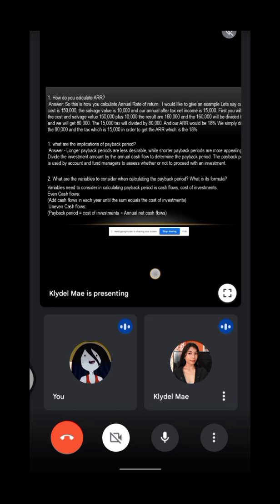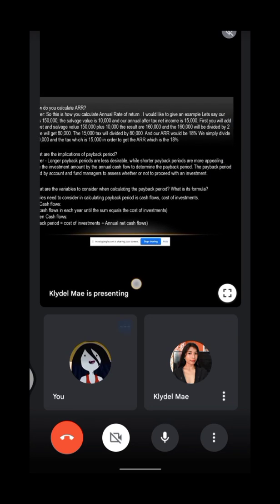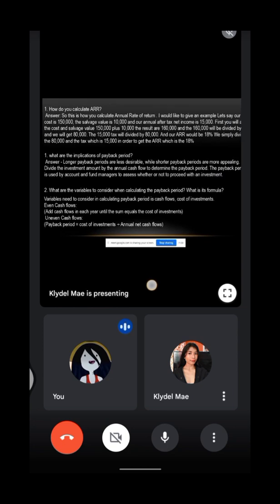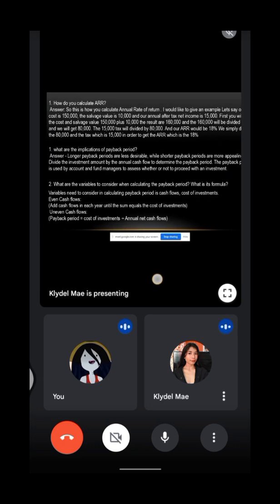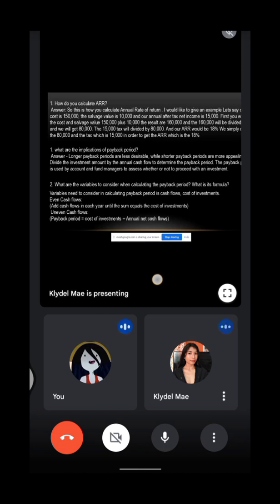What are the variables to consider when calculating the payback period? What is its formula? Variables to consider in calculating payback period are cash flows and cost of investment. For uneven cash flows, add cash flows in each year until the sum equals the cost of investment. For even cash flows, payback period equals cost of investment divided by annual net cash flows.